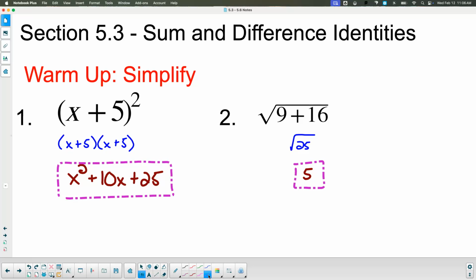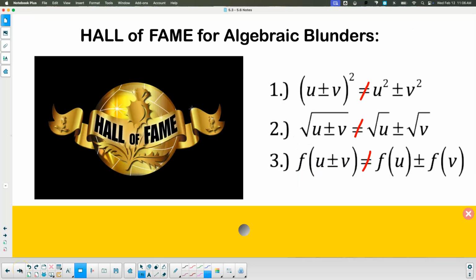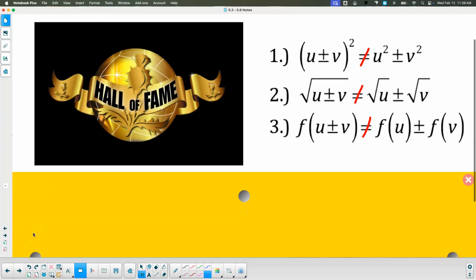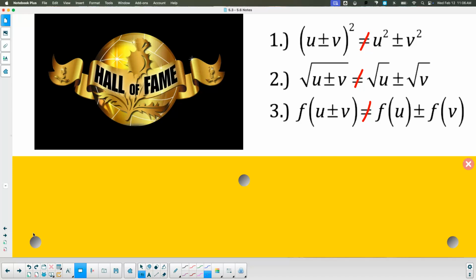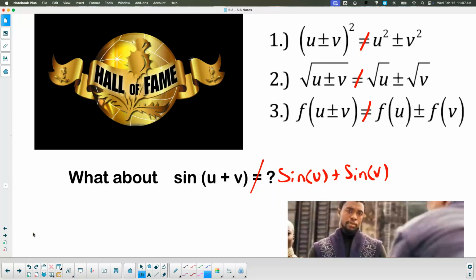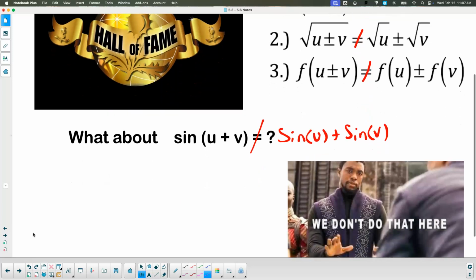So we talk about these for a reason. And the reason that we're talking about these is because we've got those Hall of Fame algebraic blunders. But we want to see if that transfers over into trig. So today what we're going to be doing is adding and subtracting angles together and then taking the sine of that. And this does not just mean, so the sine of u plus v, so we got an angle here, that doesn't mean I take the sine of u and I add it to the sine of v.